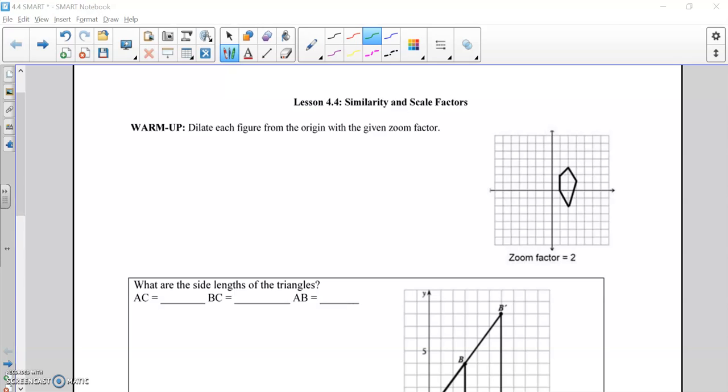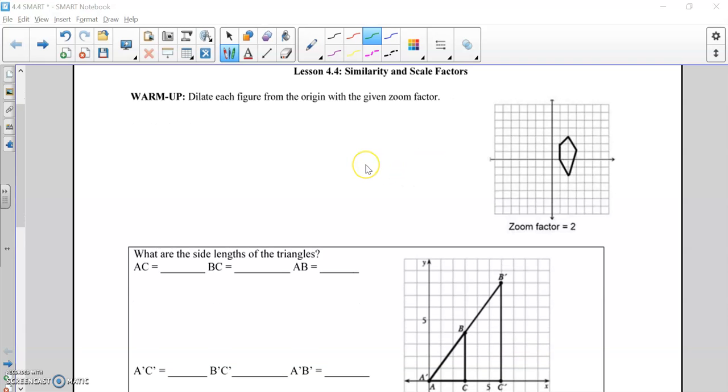Hey guys, welcome to lesson 4.4. Today we're going to continue on with similarity and scale factors. We're going to be building on these concepts a lot and pretty heavily for a while still, so we'll continue to get more familiar with them.